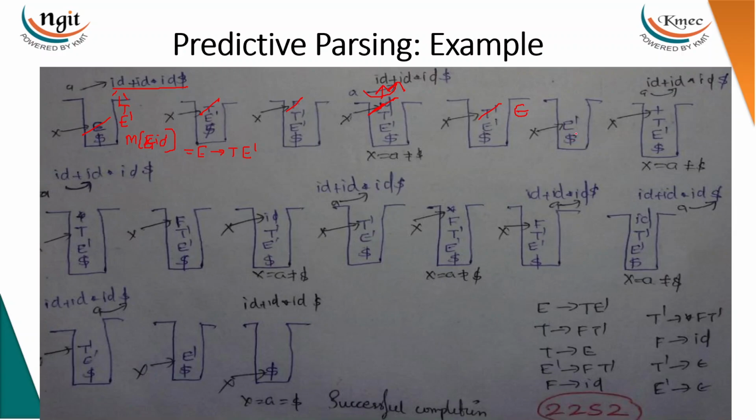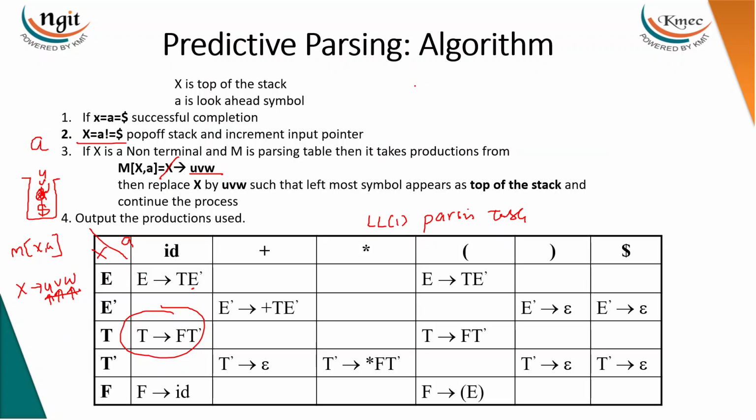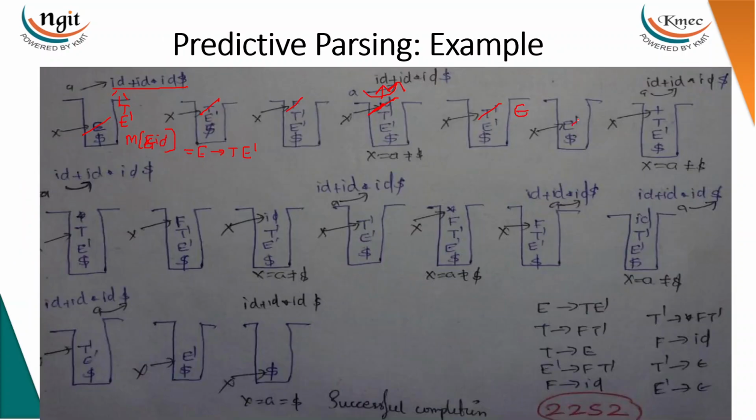Okay. So then again X is E' and the lookahead symbol is plus. Then what is the production we are going to have here? See, right? E' tends to plus T'. Then what will happen here? So we have to replace the E' with the plus T'. Then both are same. Then pop up plus and increment the a.